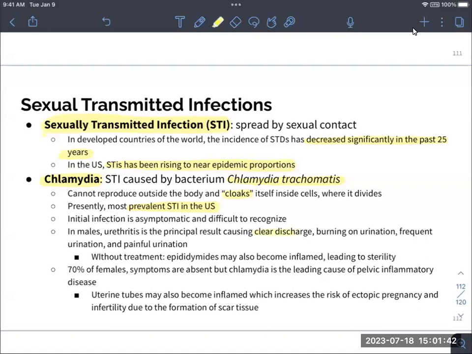In males, they usually have a clear discharge, burning on urination, frequent urination and painful urination. If they don't get treated, eventually that epididymis will become inflamed. They can lose fertility. In most females, symptoms are going to be absent, and this is what leads to pelvic inflammatory disease. So these uterine tubes start to become inflamed. Increased risk of ectopic pregnancy, causing infertility, scar tissue to form in the area.